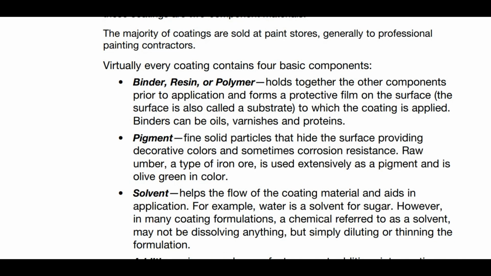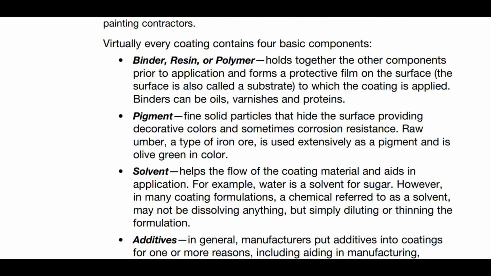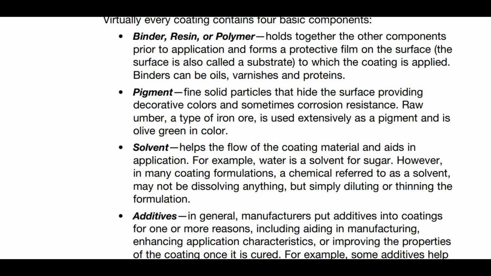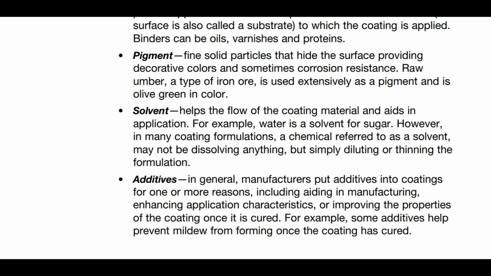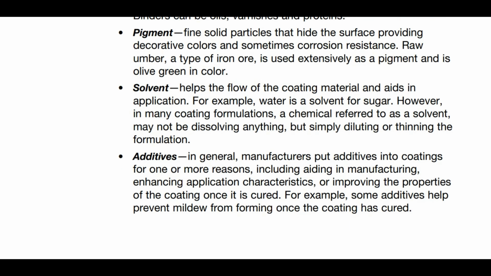Virtually every coating contains four basic components: binder, pigments, solvents, and additives. Binder holds together the other components prior to application and forms a protective film on the surface to which the coating is applied. Binders can be oil, varnishes, and proteins. Pigments: fine solid particles that hide the surface, providing decorative colors and sometimes corrosion resistance. Raw umber, a type of iron ore, is used extensively as a pigment and is olive green in color.